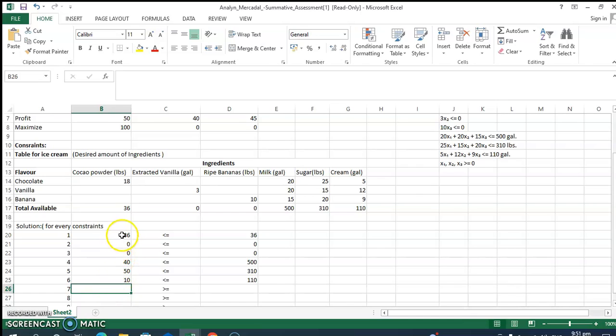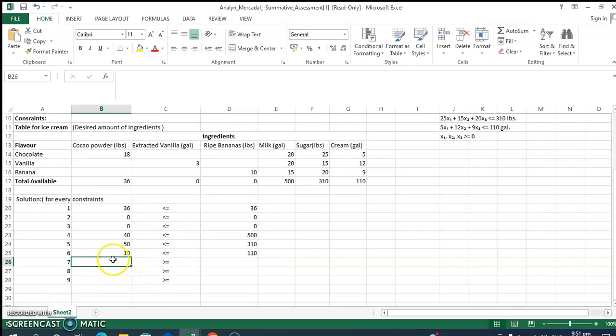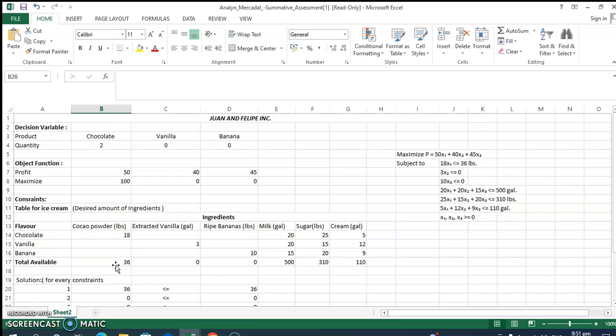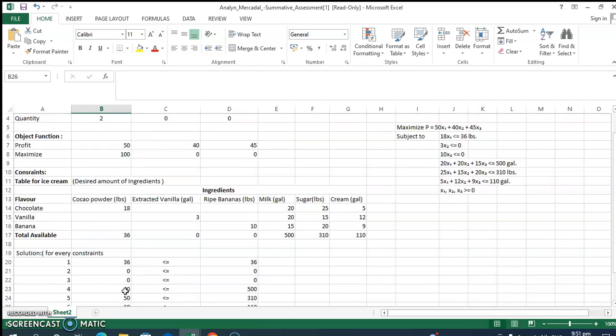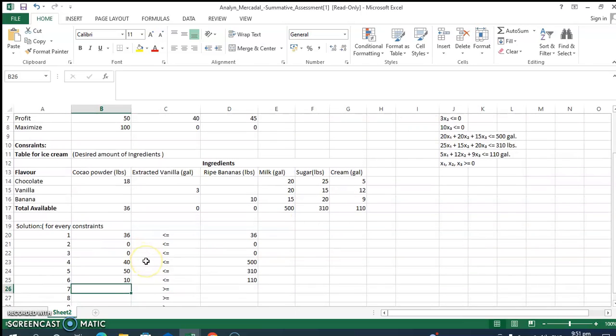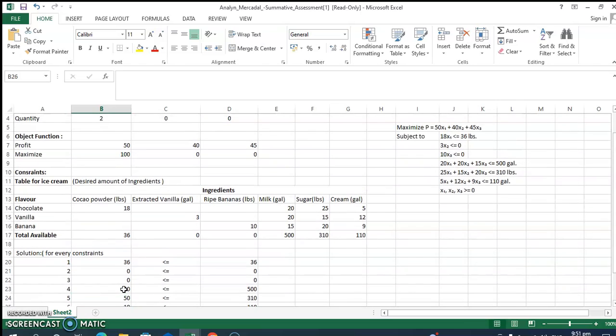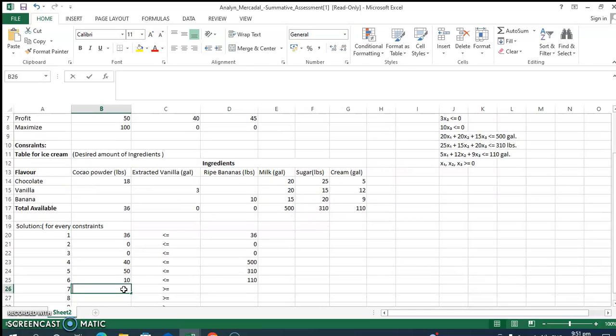So on this side, the constraint is only for chocolate, because it is the one with stock. So next is for quantity. The quantity is x sub 1, which is equal to 2. The other is 0. So 2 is greater than or equal to 0.